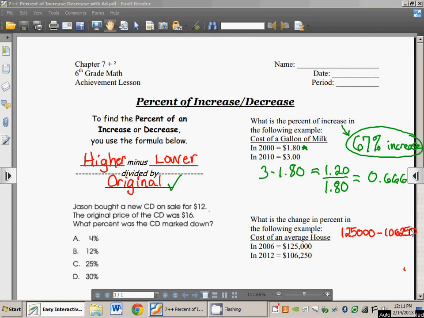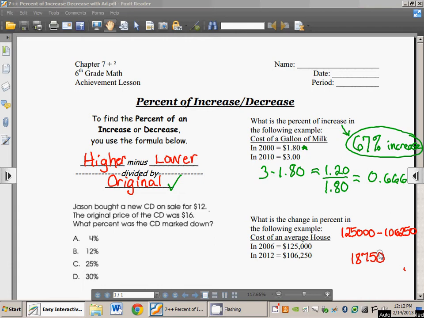And what's the change? How much did the average price drop, Tyler? 125,000 minus 106,250. I mean, I could estimate it's around 20,000, but what's the exact number? Ryan? 18,750. 18,750. Very good. We need to divide by the original price.